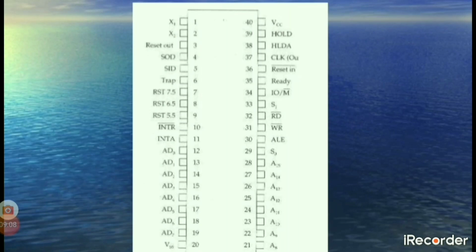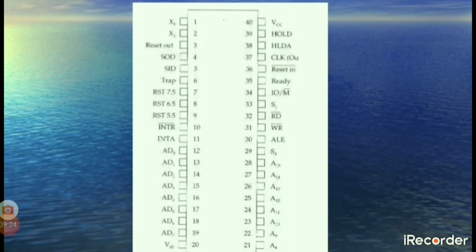Now 37th pin, that is clock. It generates clock pulse. Here it controls the timing of each and every pin's system. It controls the pulse timing of each and every pin.